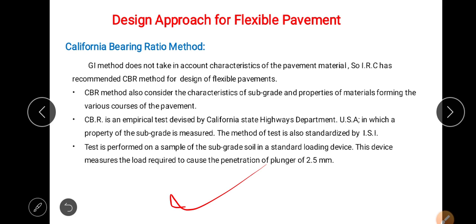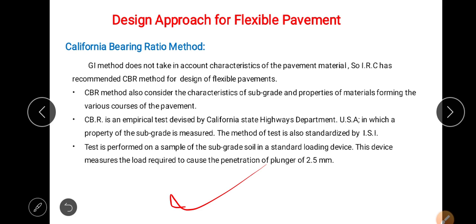The group index method nowadays has become obsolete because it depends only on the physical properties. If we design the flexible pavement based on the group index method, the question arises to what extent it can sustain the load coming over it, since it entirely depends on the physical properties, not on strength properties, because no strength parameters are evaluated under the group index method. In the earlier decades, the group index method was the first and foremost method for flexible pavement design.